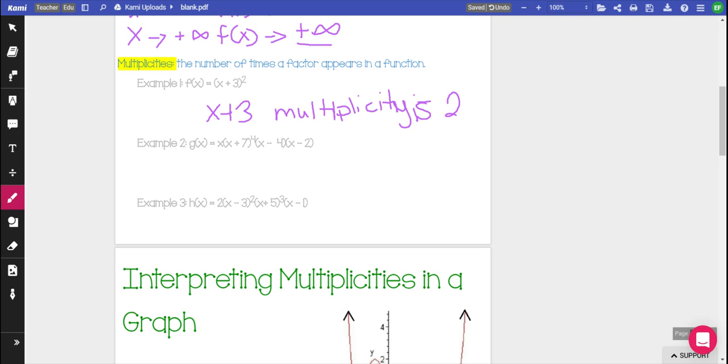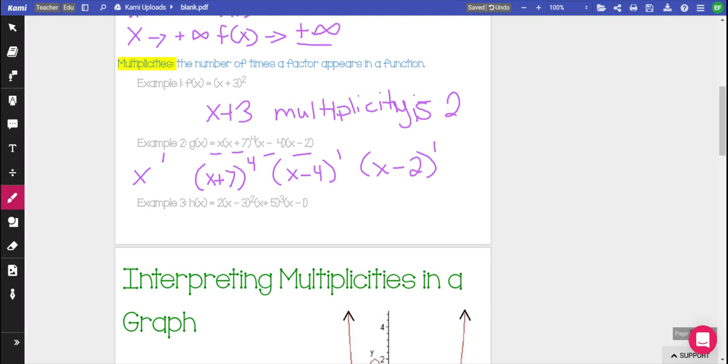G of x, it looks like we have 1, 2, 3, 4 factors here. So the x has a multiplicity of 1. The x plus 7 has a multiplicity of 4. The x minus 4 factor, again, has a multiplicity of 1. The x minus 2 factor, again, has a multiplicity of 1.